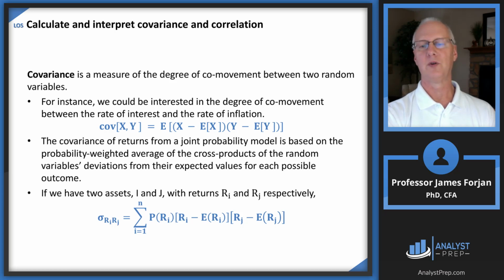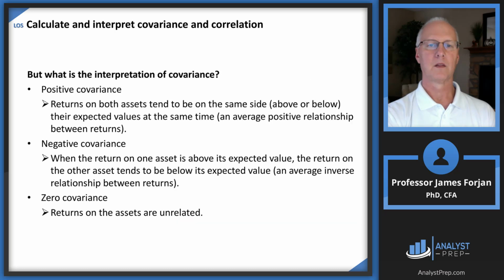And then if you substitute returns there, that's the bottom formula. So how do we interpret covariance? Covariance as a random variable could take on almost any value. But positive covariance means that the returns move together. The random variables move together. So if one variable goes up by 10%, then the other variable is going to go up. Maybe it'll go up by 3%, maybe it'll go up by 14%, but it's still going to go up.